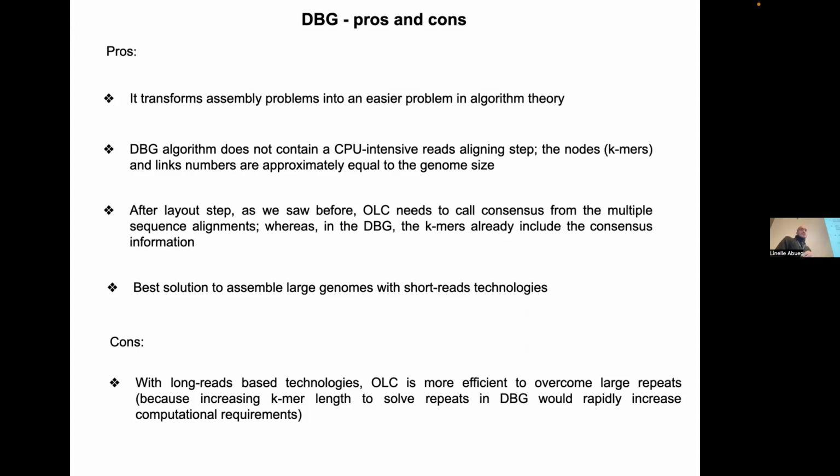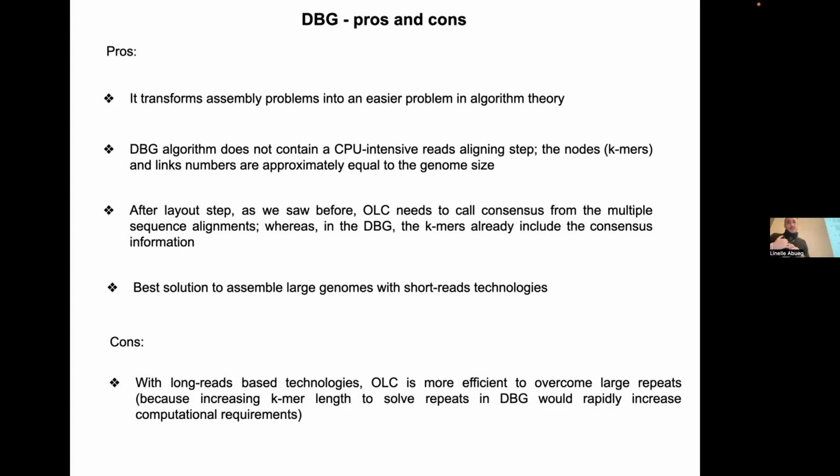And you see the number of nodes and links is approximately equal to the genome size. So it means that it actually scales linearly with the genome size. Whereas if you have an OLC graph, the bigger the genome, the more reads you need to generate, and every read essentially corresponds to a quadratic increase in the number of alignments that you have to potentially compute.